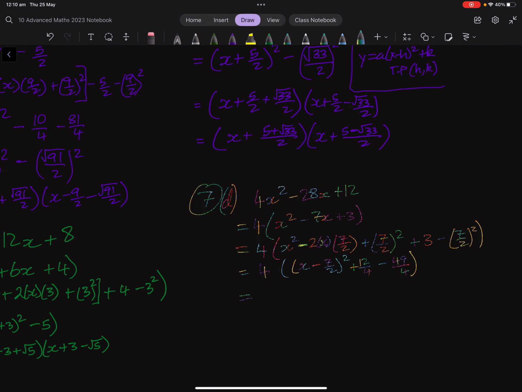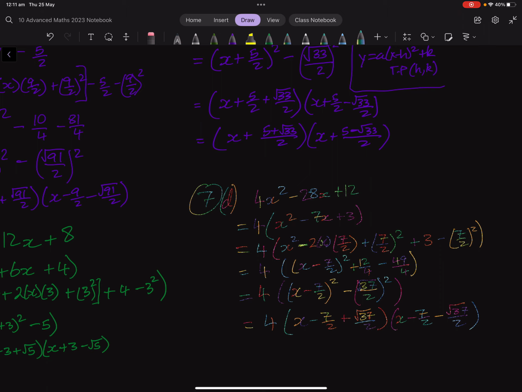I'm just doing that to make sure I can join them together, so I can do my last step where I use my favourite rule in maths, the difference of 2 squares. X minus 7 over 2 all squared plus 12 minus 49, that'd make it negative 37 over 4. But I want to write it as a perfect square, so I can make that root 37 over 2 squared. And now I can use my difference of 2 squares. So it's x minus 7 over 2 plus root 37 over 2, and x minus 7 over 2 minus root 37 over 2.